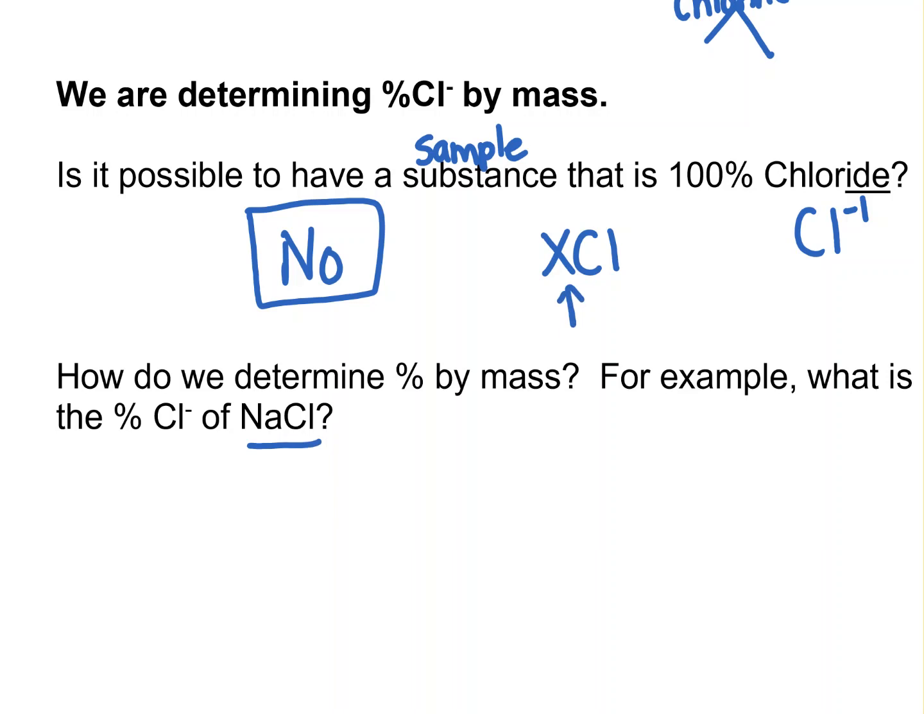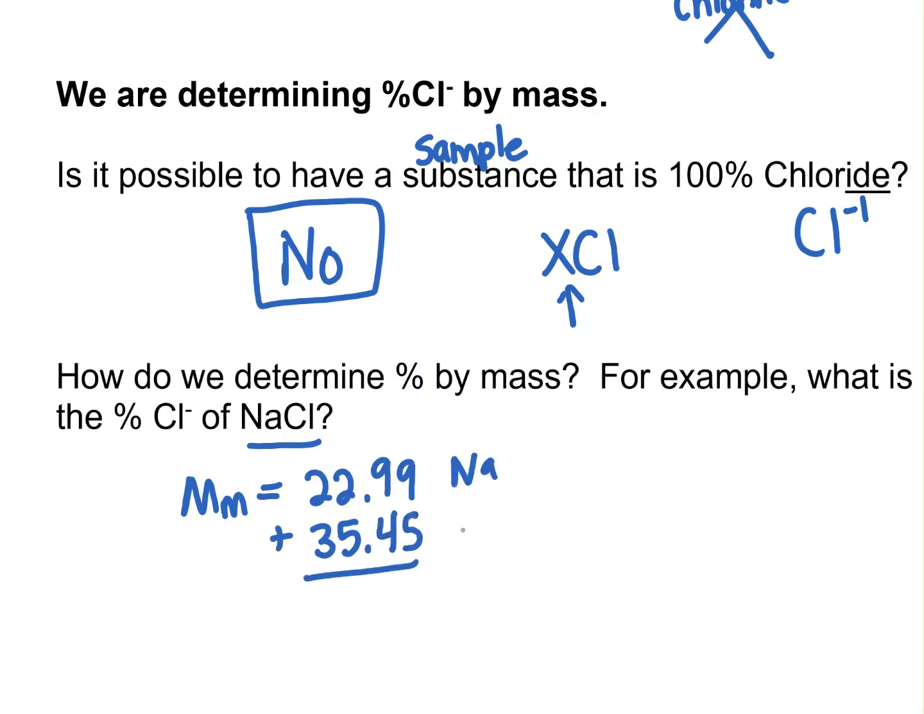We actually do this back when we were learning our first calculations, determining percent by mass. What you do is you calculate the molar mass of the whole thing, and I'm going to use a lot of digits here. And this is for the sodium and the chlorine. And this is the grams per mole for the sodium chloride.